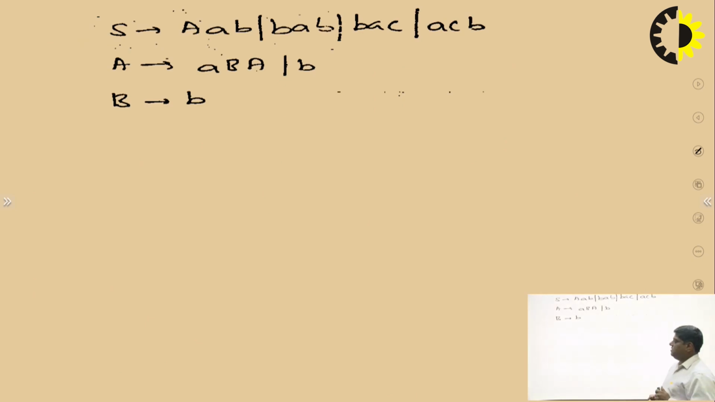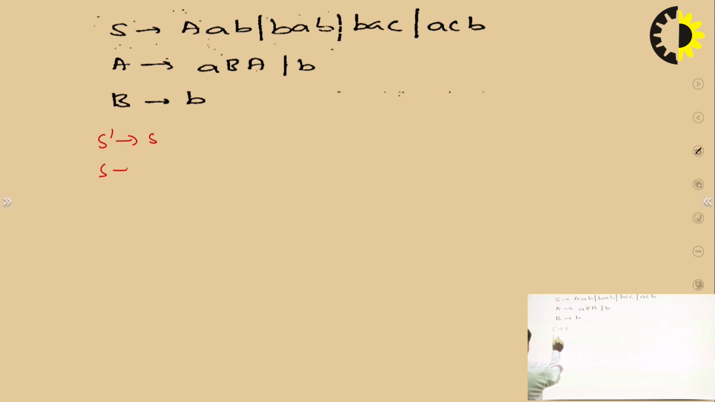Now this is another example for understanding CLR parsing. Simply, what is the first step? Check the ambiguity of the grammar. This grammar is unambiguous, no problem for ambiguity. What is the next step? Add the augmented grammar. What is the augmented grammar? S' tends to S. Sorry. This is your augmented grammar.